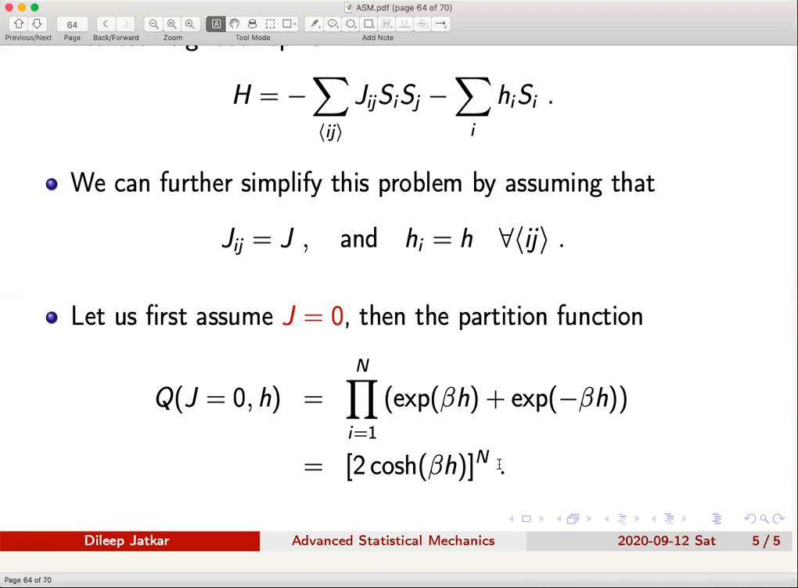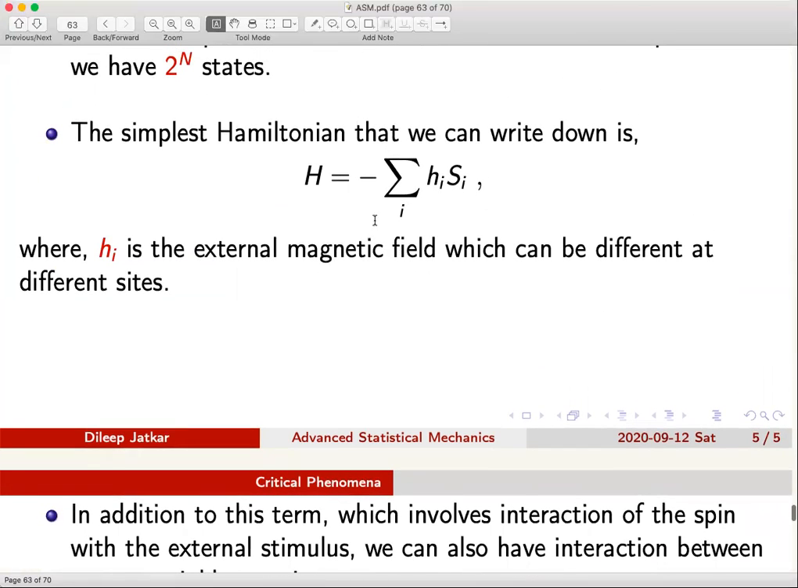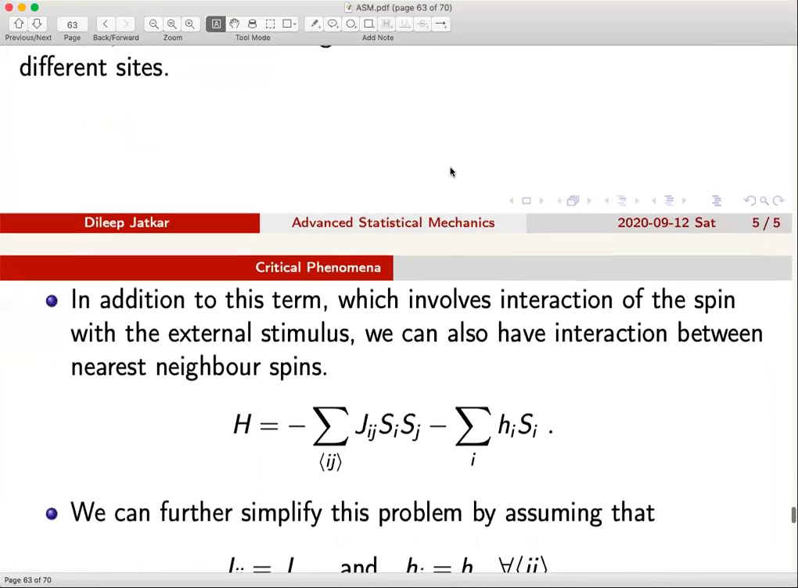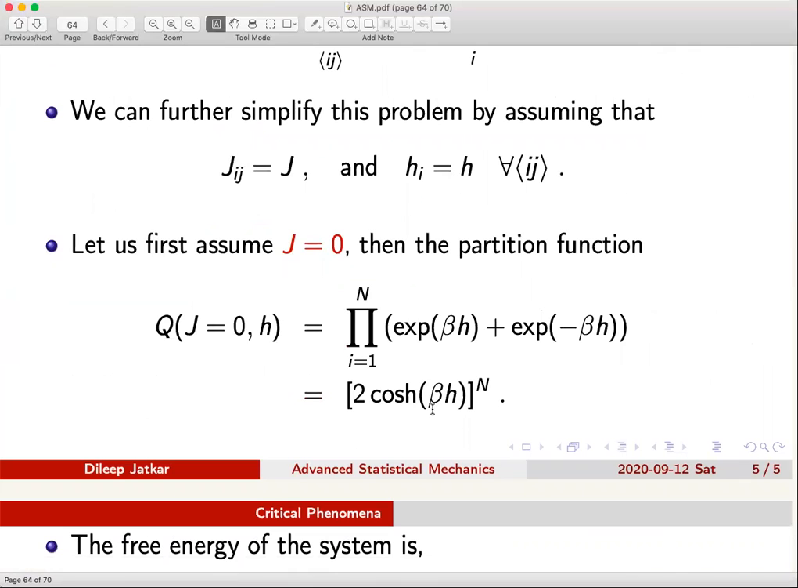Fine. So in this simplified model, at every lattice site you have a spin. That spin can take plus or minus one value, and that spin does not talk to any other spin. It talks only to the external magnetic field, and that is it. If you do that, then you can write down the exact partition function for that system, and that is this.